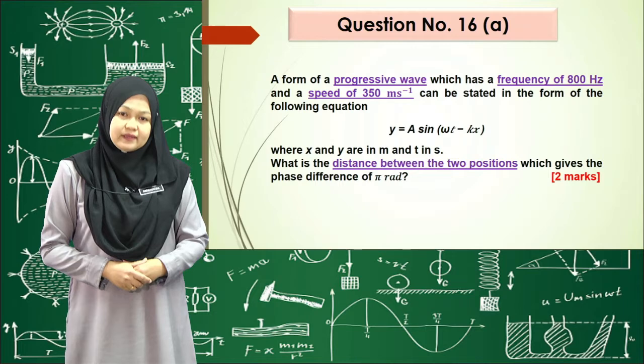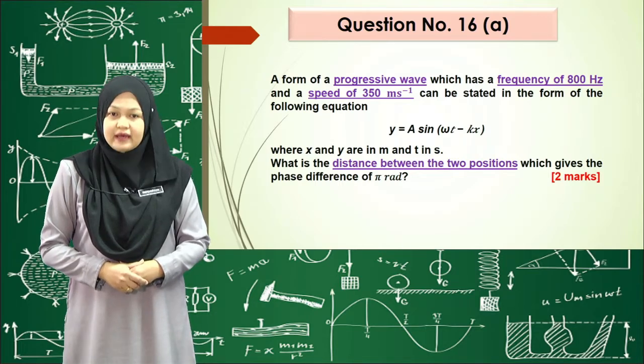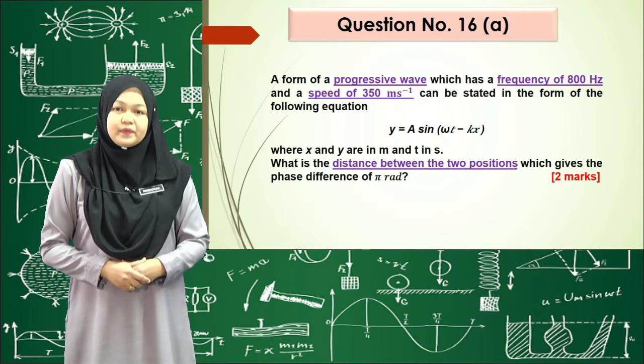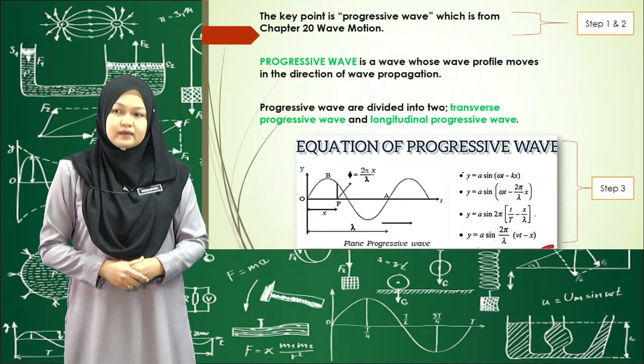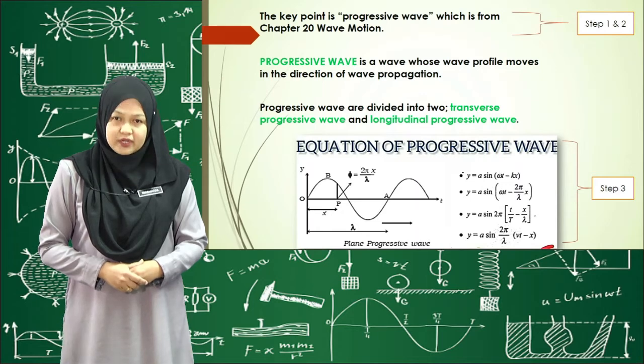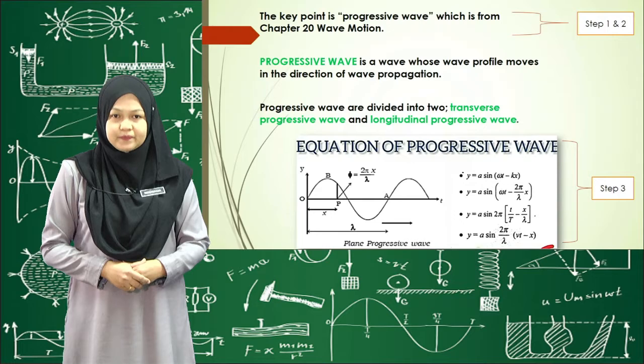Okay, using step 1, identify the key points. As students can see, I have highlighted the important points. The key point is progressive wave, which is from chapter 20, wave motion.